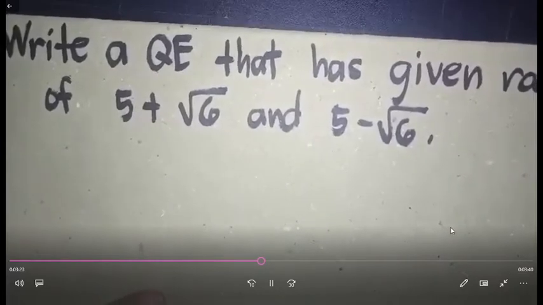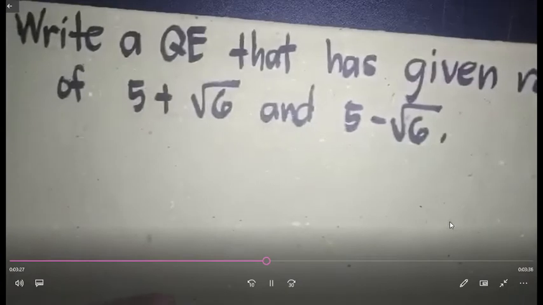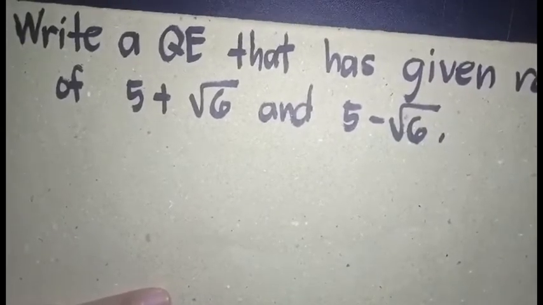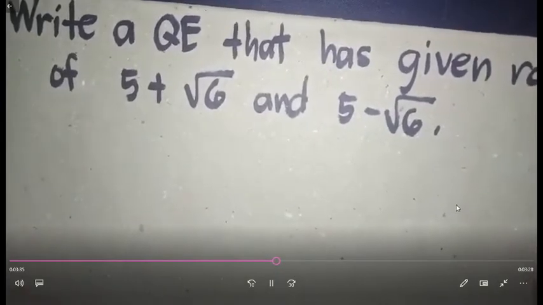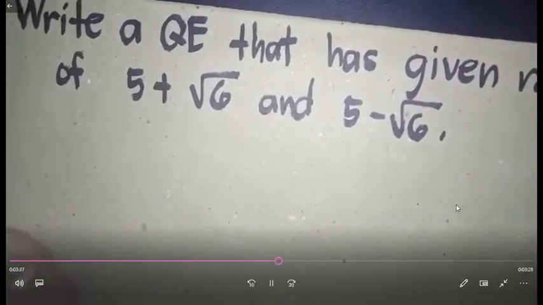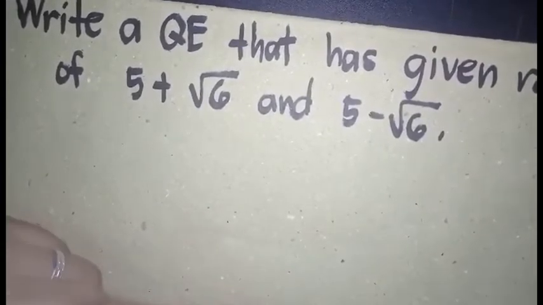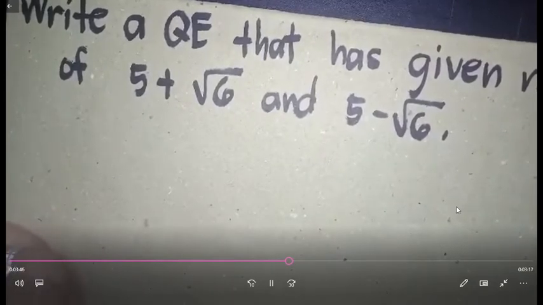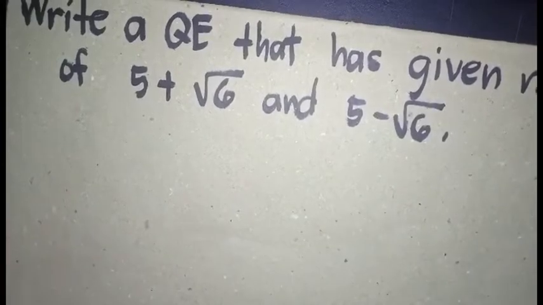Okay, so let us have this example. Write a quadratic equation that has given roots which are 5 plus the square root of 6 and 5 minus the square root of 6. Again, we need to get the sum and product first, then substitute in our pattern: x squared minus the sum of the roots x plus the product of the roots is equal to 0.